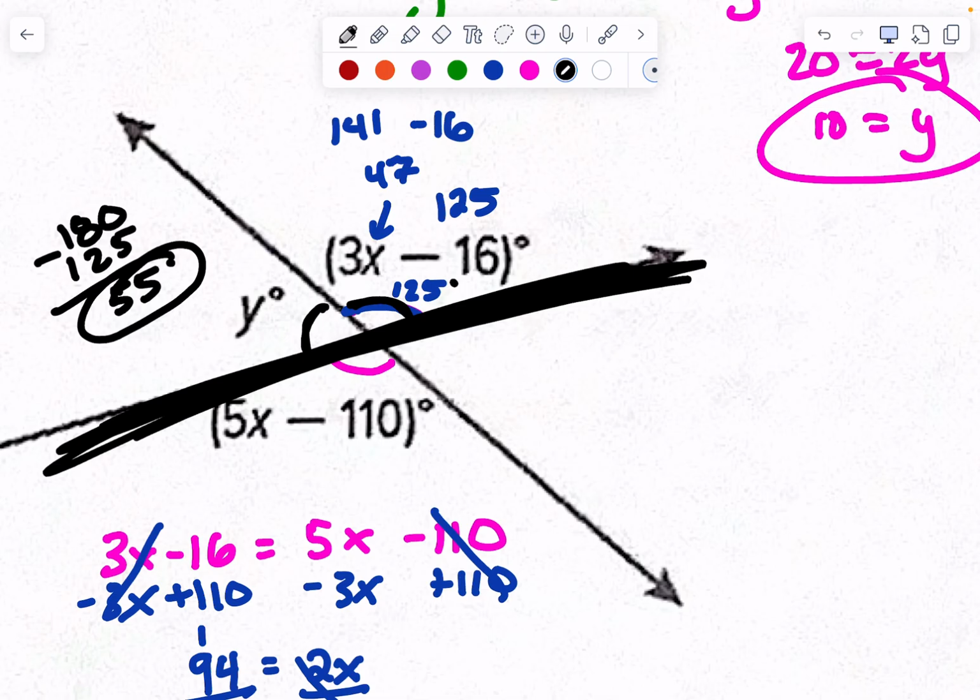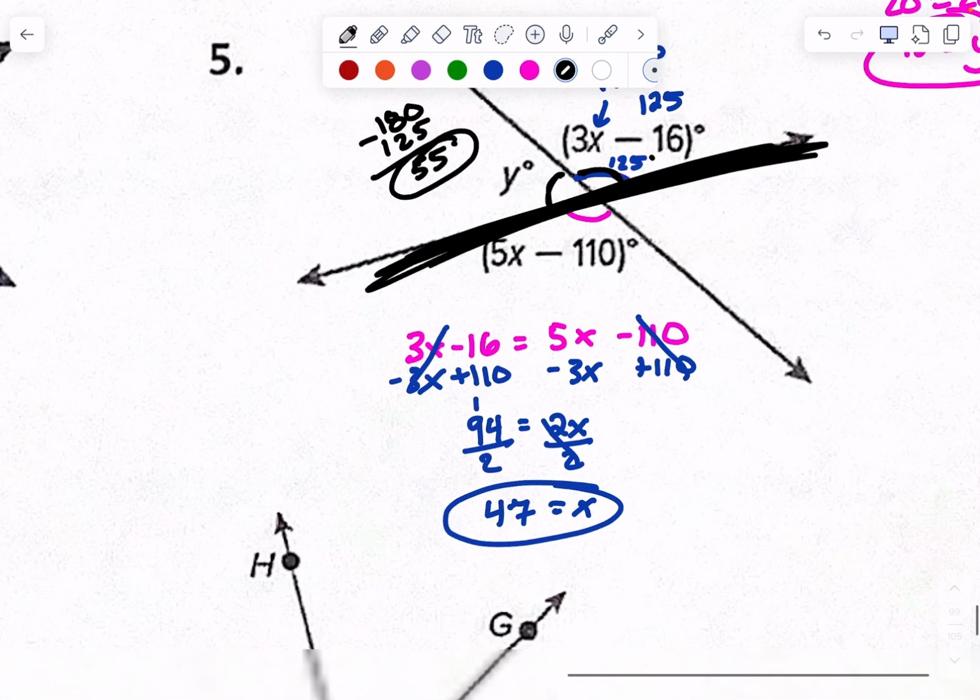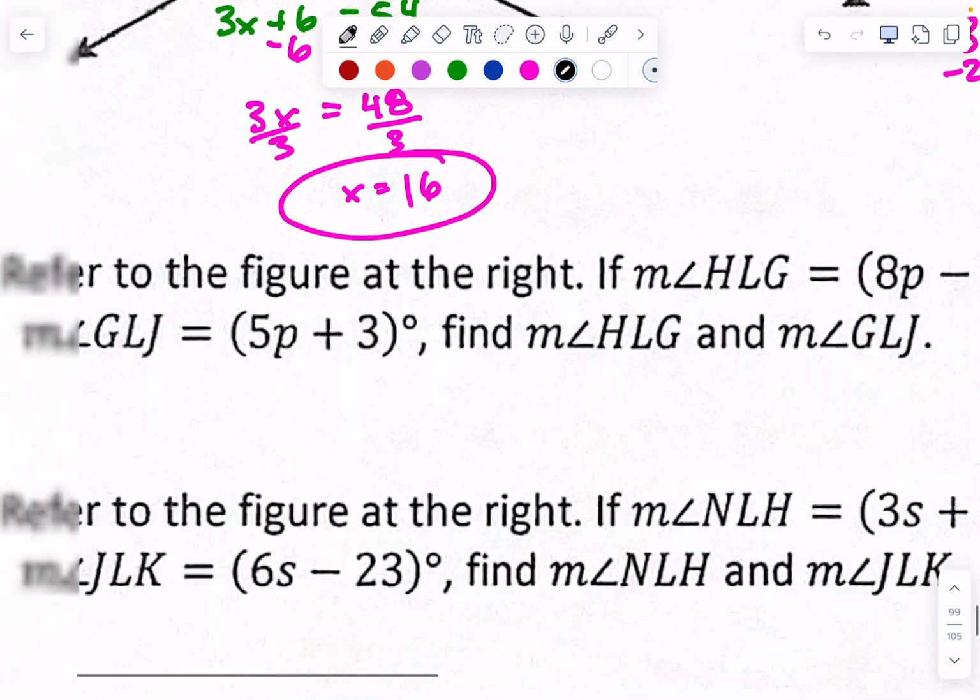Make sense? Clear as mud? Okay. I know. That's what I'm saying. Clear as mud, right? All right. Moving on? Are we ready to move on?